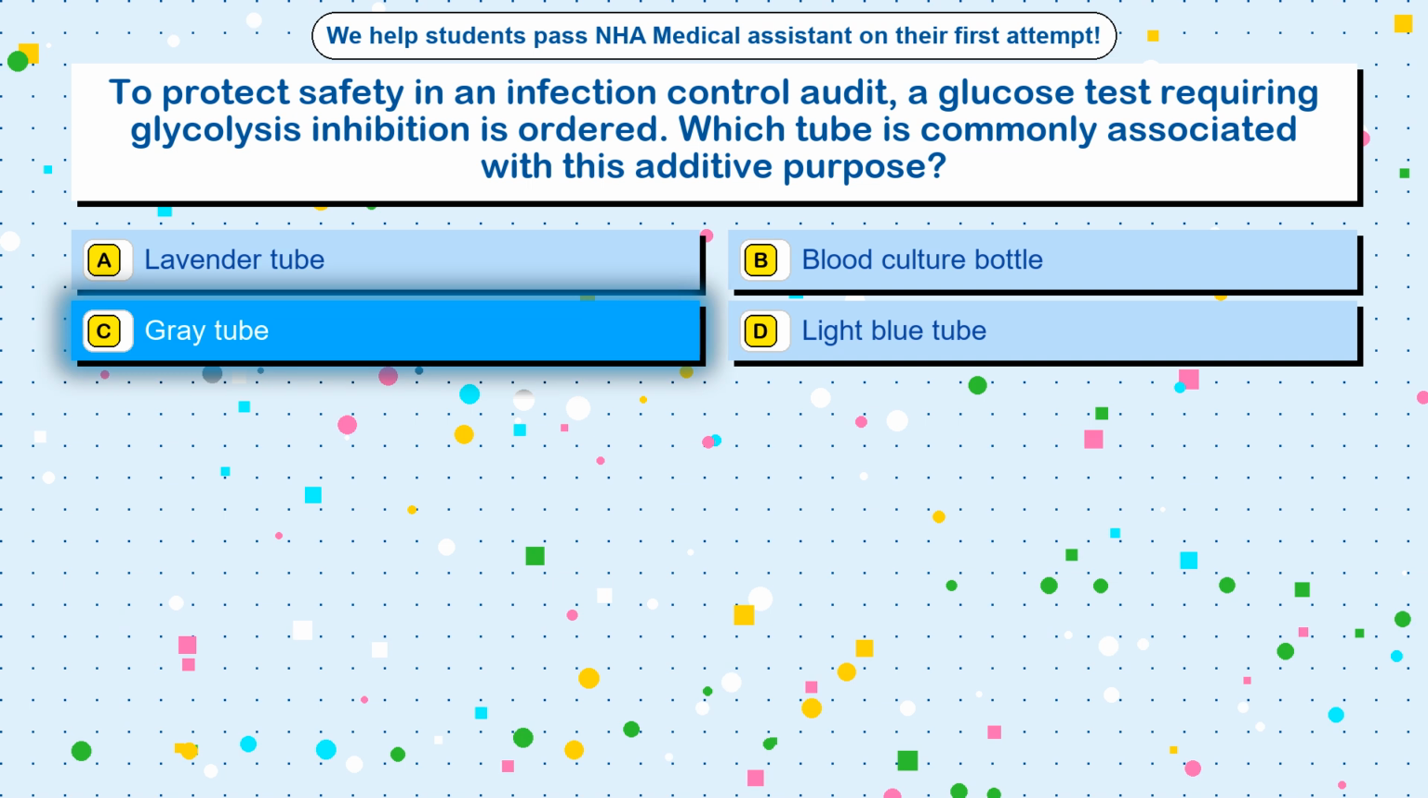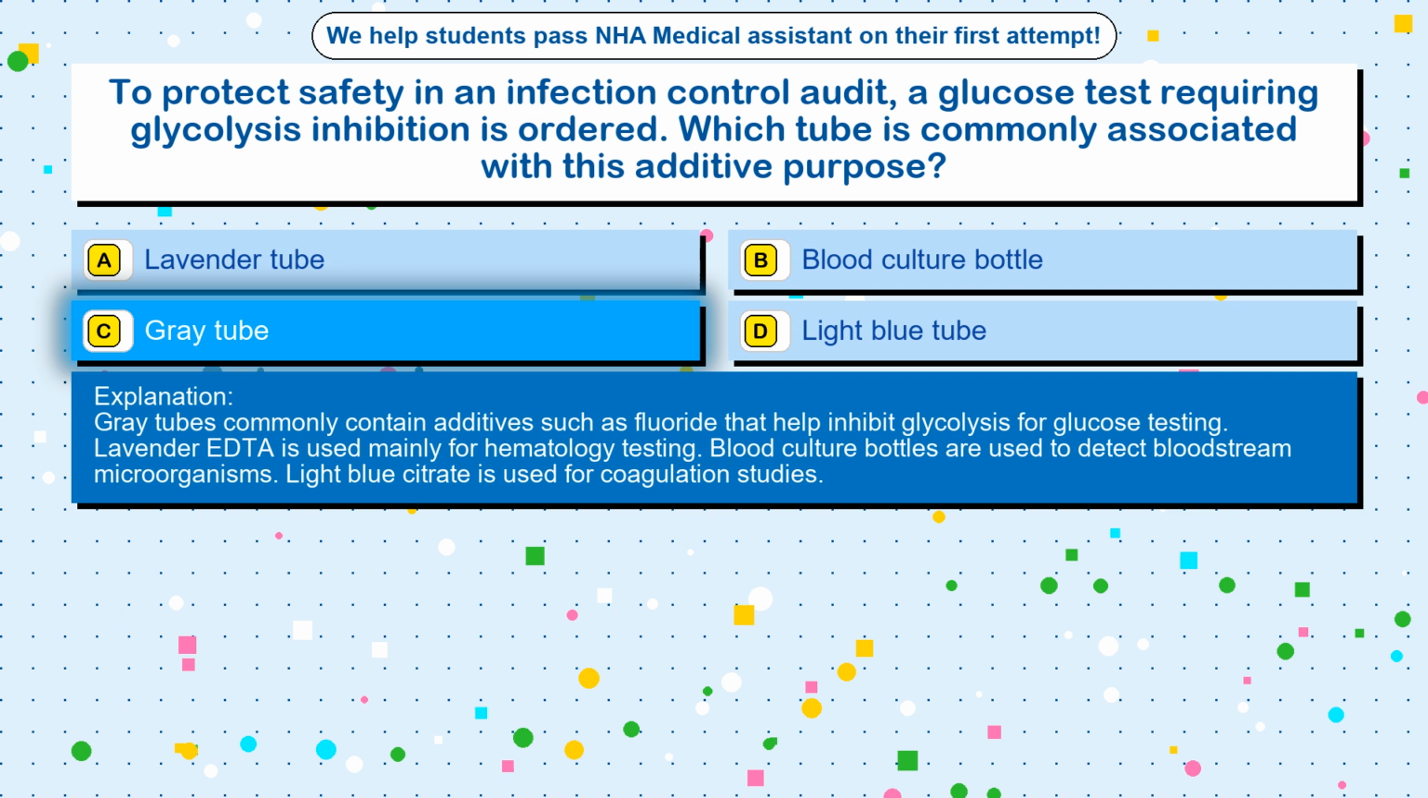The correct answer is option C, gray tube. Gray tubes commonly contain additives such as fluoride that help inhibit glycolysis for glucose testing. Lavender EDTA is used mainly for hematology testing. Blood culture bottles are used to detect bloodstream microorganisms. Light blue citrate is used for coagulation studies.